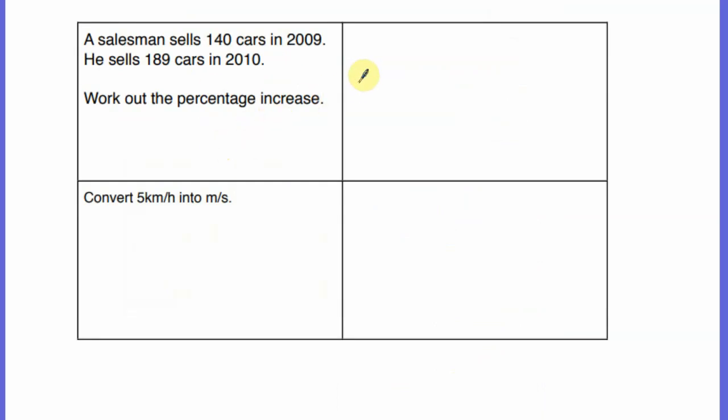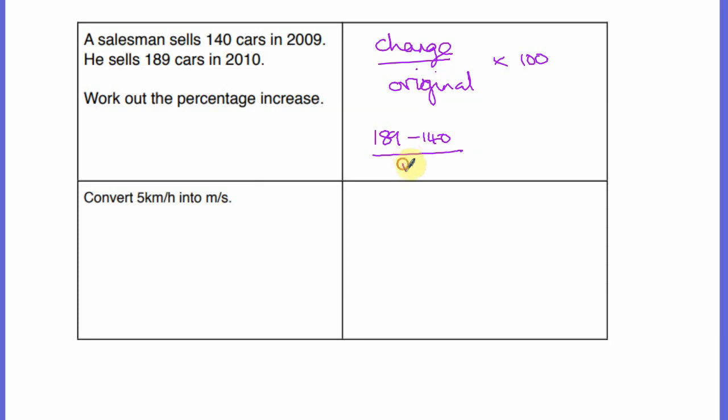A salesman sells 140 cars in 2009, he sells 189 cars in 2010. Work out the percentage increase. So percentage increase, we want to find the change and divide it by the original, and to turn it into a percent we multiply by 100, because a percent means out of 100. So the change is going to be 189 take away 140. The original is going to be 140, and we're going to multiply that by 100.